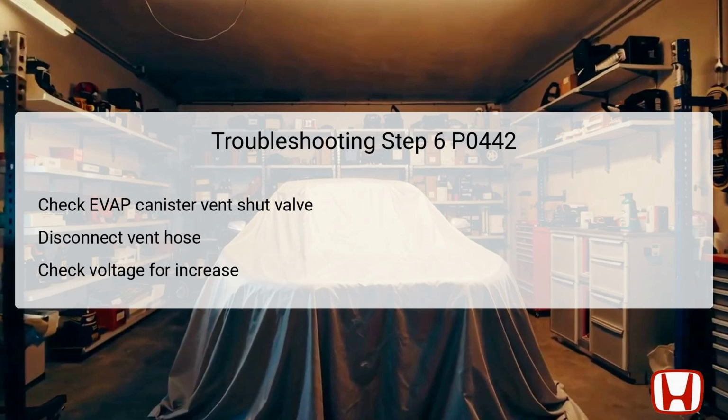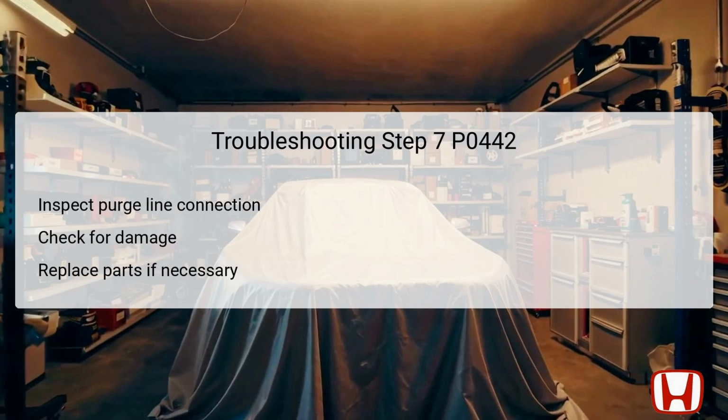Similar to earlier steps, you will apply vacuum to this hose until the FTP sensor indicates a reading of 1.90 V. Monitoring the sensor's voltage is critical. If it increases by more than 0.2 volts within a minute, it confirms that the shut valve is functioning correctly. However, if it does not, then the valve needs to be replaced to restore the system's integrity.